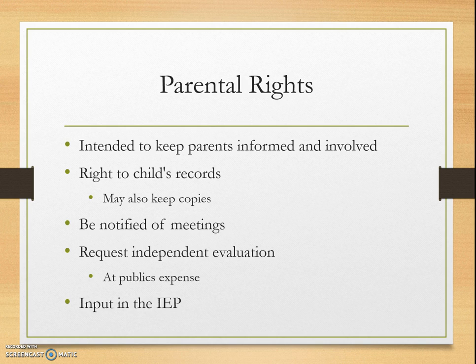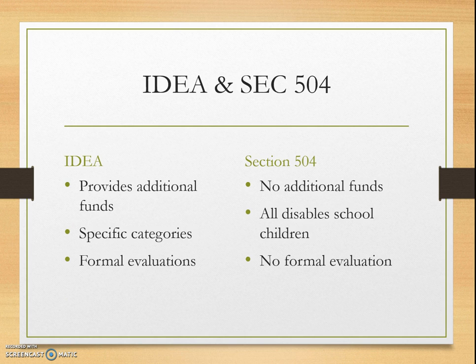Parental rights. Parental rights are intended to keep parents informed and involved. Parents have the right to a child's records, and they may make copies of these records or share them with a non-professional member with written consent from the school. Parents must also be notified of any meetings that have to do with their student. And parents may request an independent evaluation at public expense if they feel that the school's evaluations are not just. Parents also have the right to input in the student's IEP.